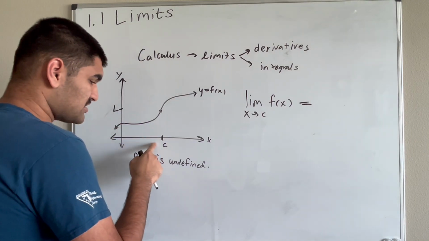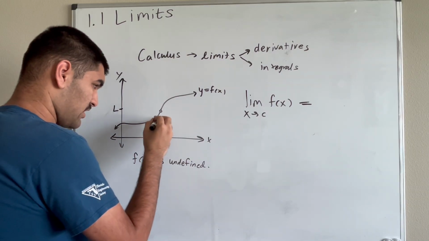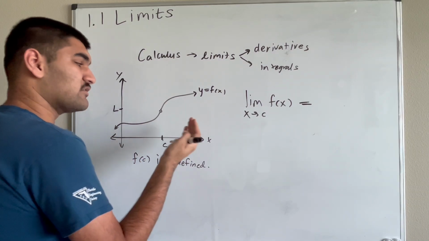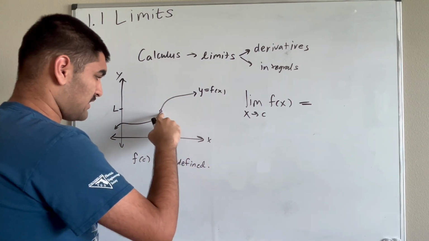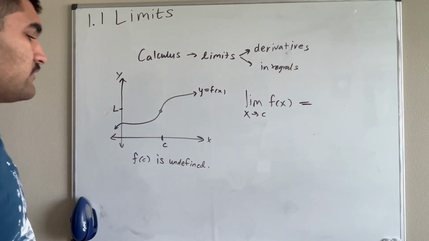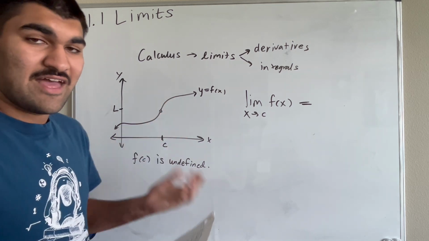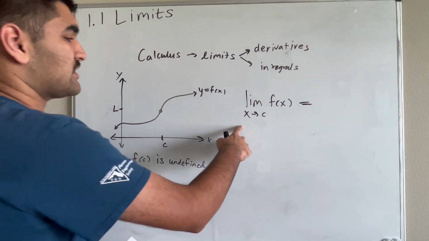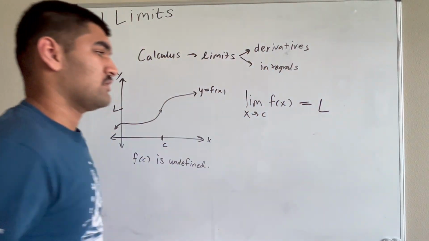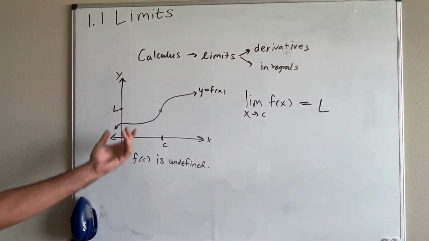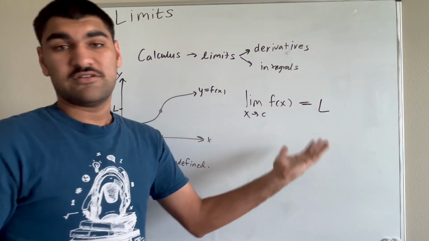Because if you approach c from the left-hand side, you approach this point, which is not defined, but you do approach that point. And then from the right-hand side, again, you approach that point discontinuity. Because you approach the same point from both sides, that is the value of the limit. So the limit as x approaches c of f of x for this example is equal to L. Even though L, like f of c, is undefined, the limit as x approaches c of f of x is defined.